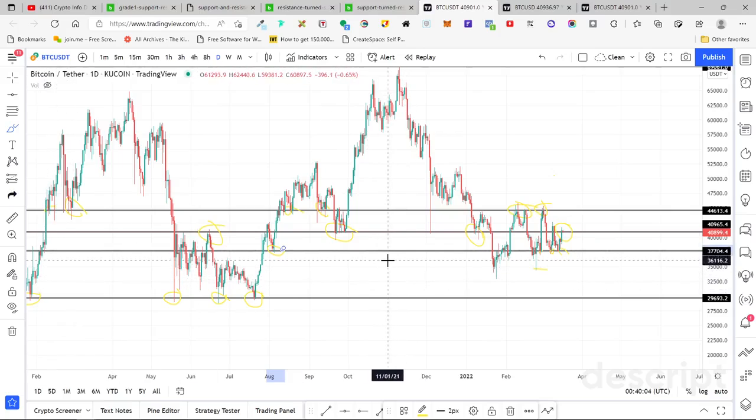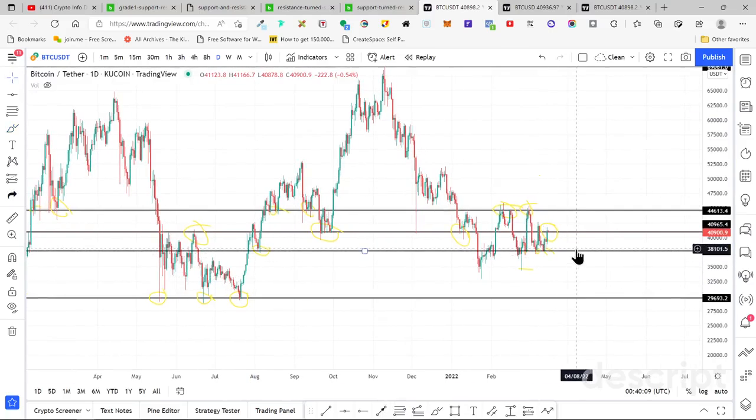But this is the area that it's been trading in for the last several weeks. It's actually been going between this line here and this line here. So once it breaks through, that's when we're going to have some other areas to look at.